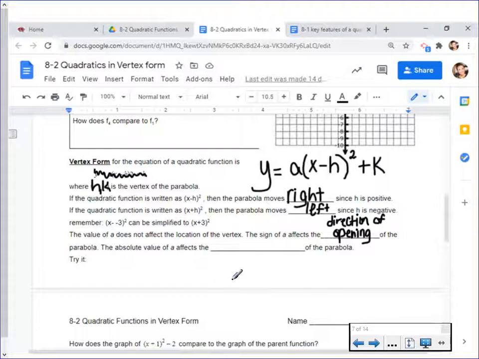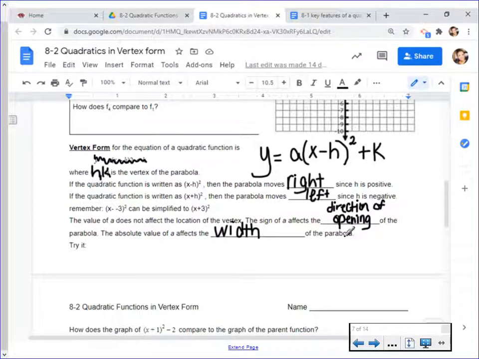If the number is like a really big number, say that the number at the very beginning of your equation is a 10, okay? That's going to affect how wide your graph is. So this is going to say width right here. That very first number is going to tell you how wide your graph is going to be. The bigger the number, we talked about this yesterday. I know there's not very much room, but the bigger the number, the more narrow it gets.